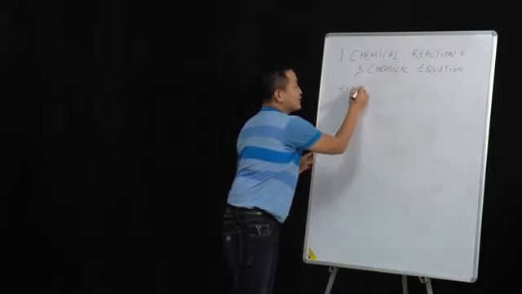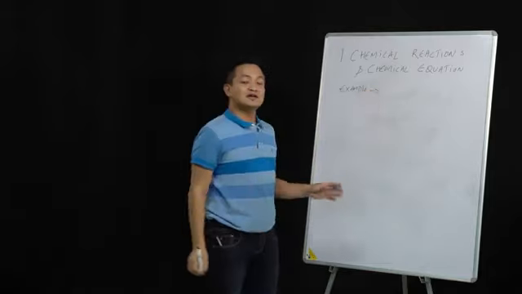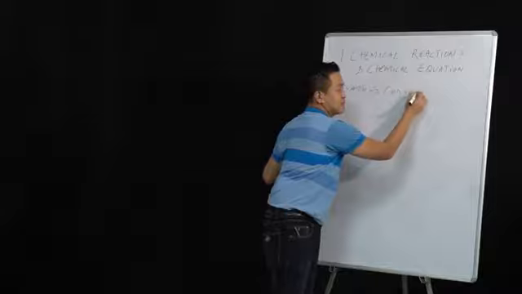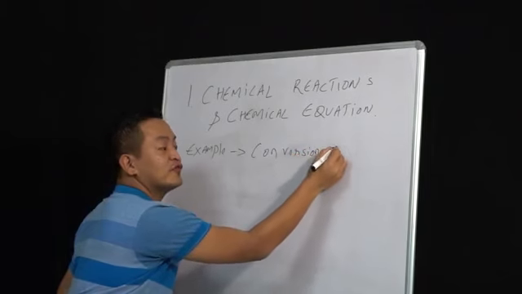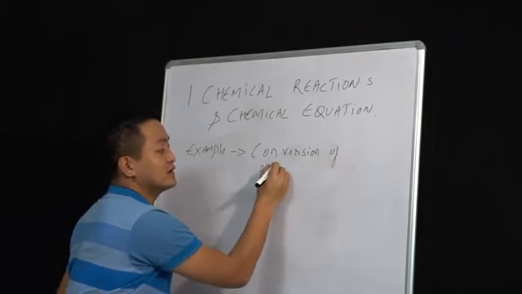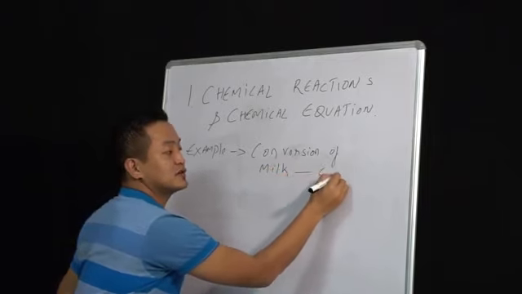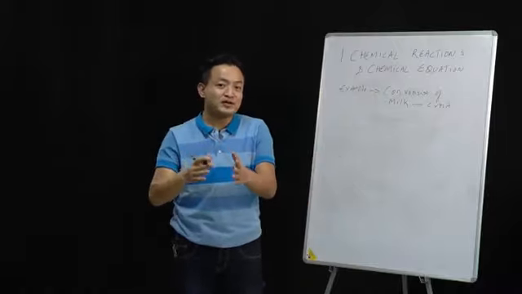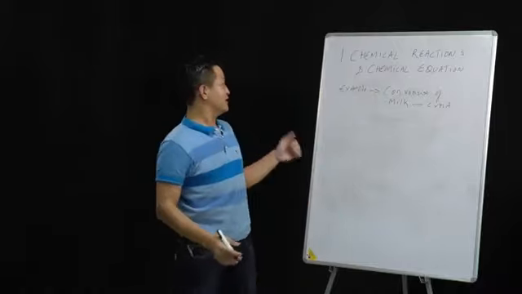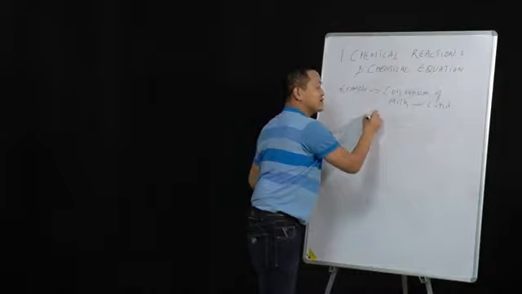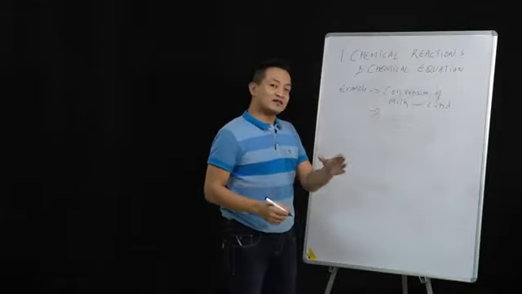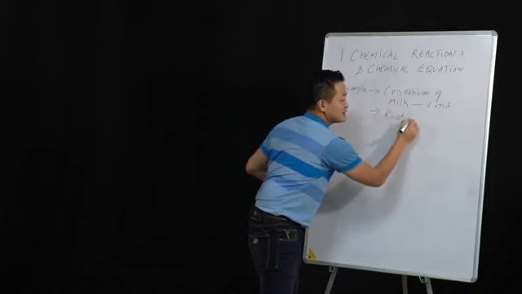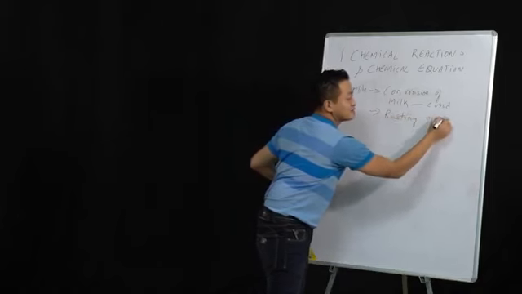We can start from our own kitchen, that is conversion of milk to curd. I'm sure you all have seen a conversion of milk to curd, right? I'll give another example, that is rusting of iron.